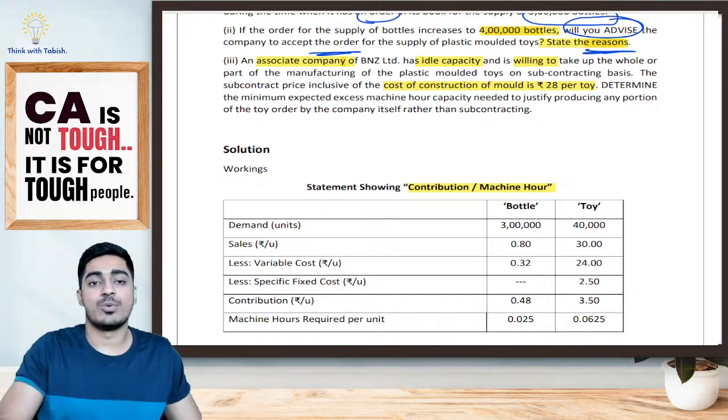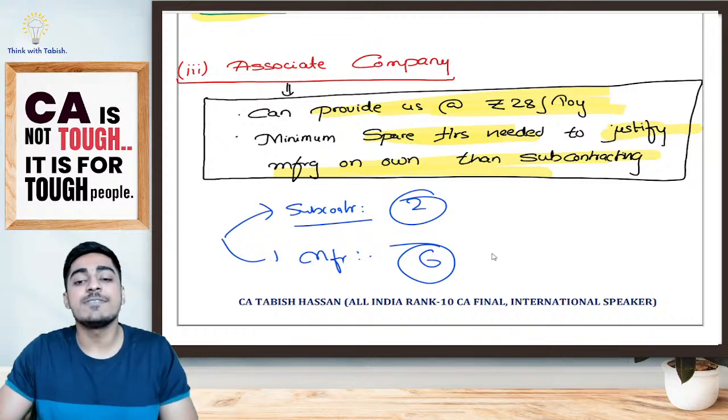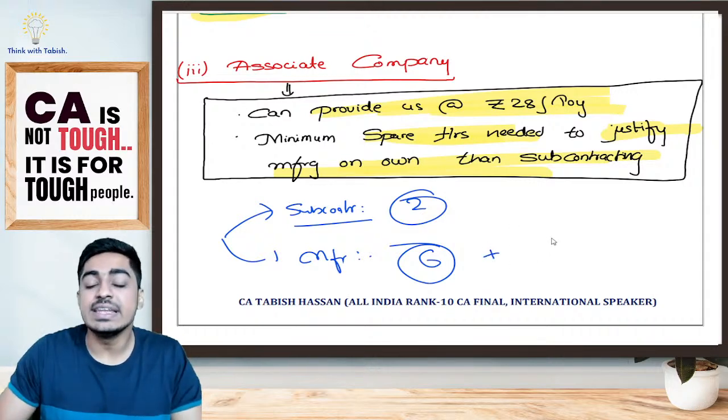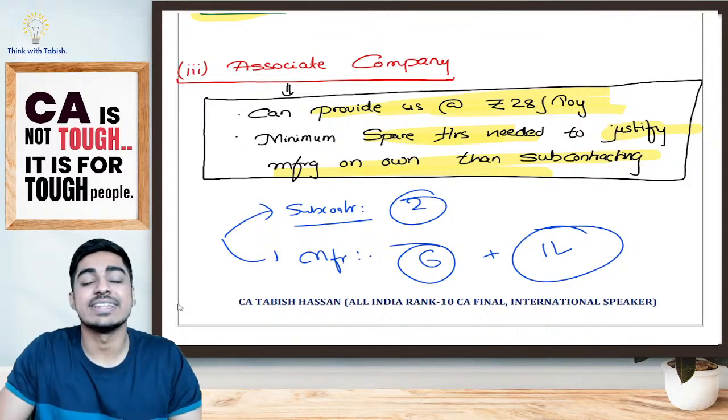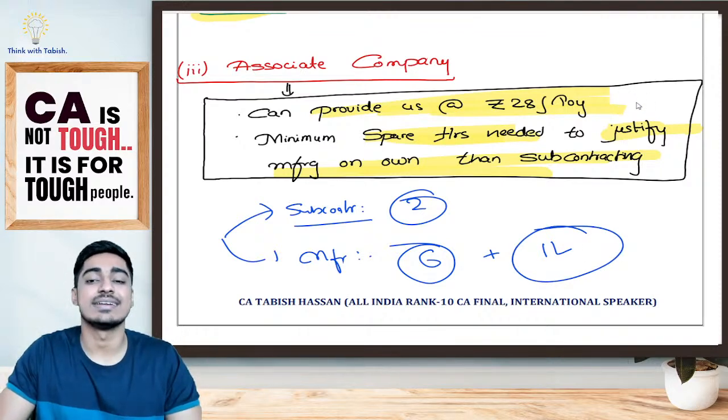But wait, what happens is, if we are manufacturing, we need to incur a specific mold cost, for which we have to incur 1 lakh. If we are subcontracting, that cost need not be incurred. This is the catch here.